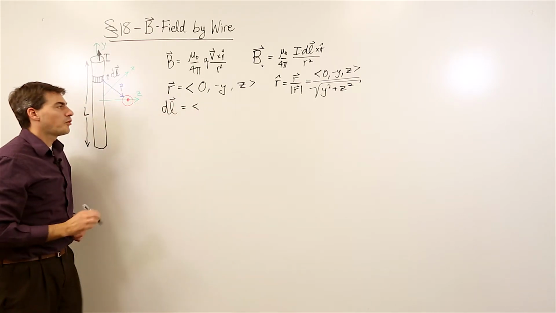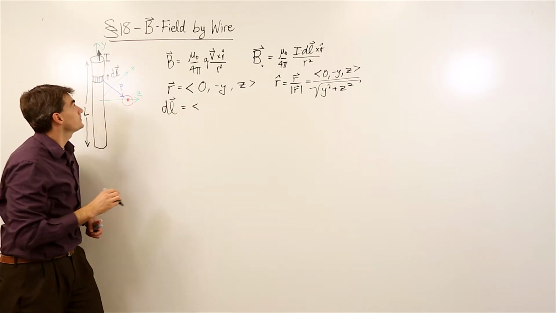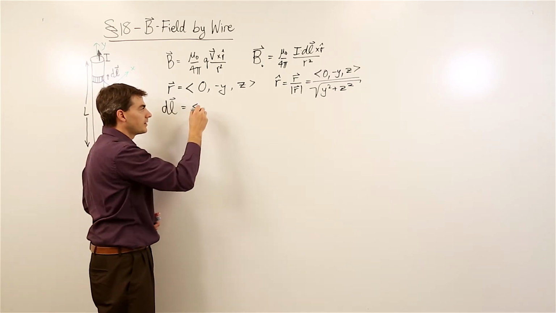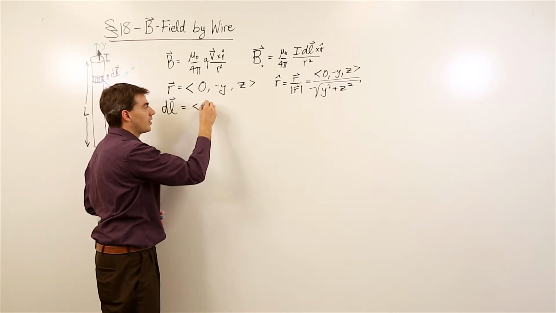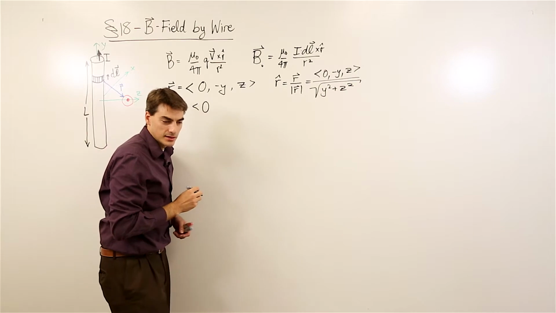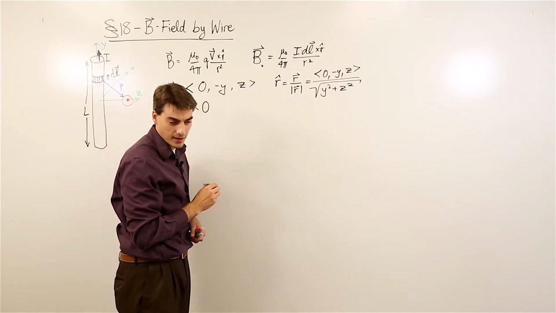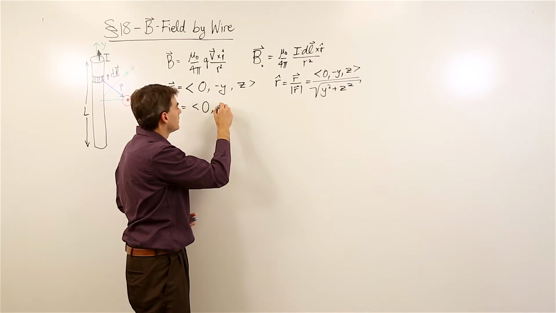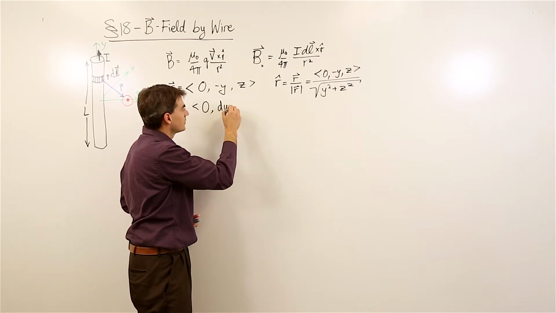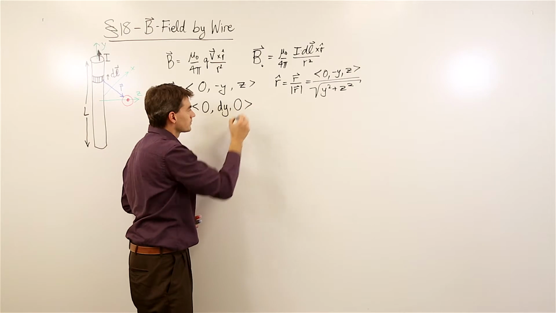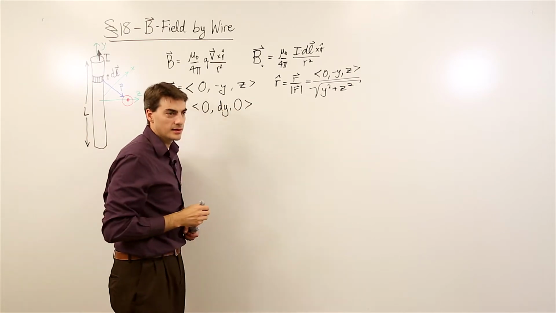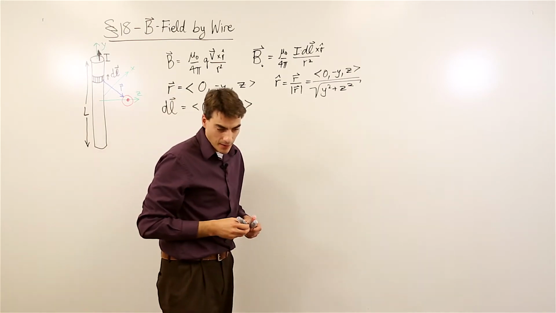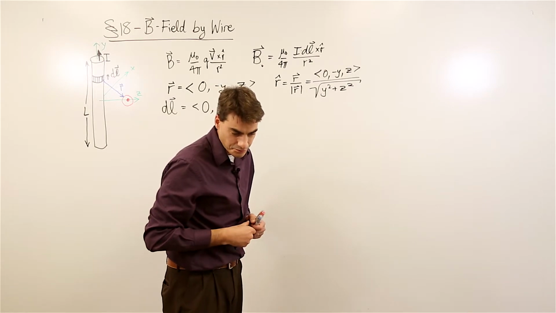So dl points only in the y direction, and it's just a small element in the y direction. So we can write this as delta y, or in this case, I'm going to use dy. So this is just a small element in the y direction. This would be our delta y.